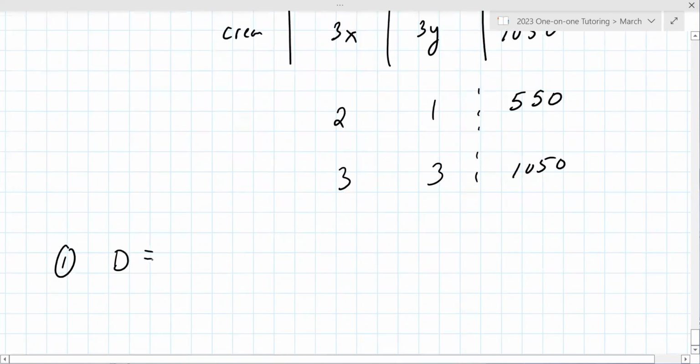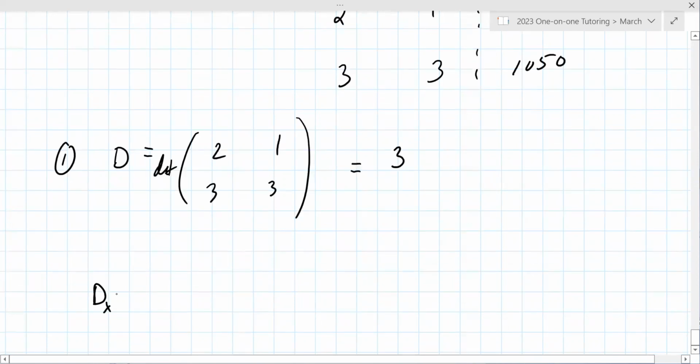Okay, so the first thing is always this D. The D is the coefficient matrix. It's the 2, 1, 3, 3. Because this is 2 by 2, we can do it quickly by hand, or you can go to the calculator. 2 times 3 is 6. 3 times 1 is 3. 6 minus 3 is 3.